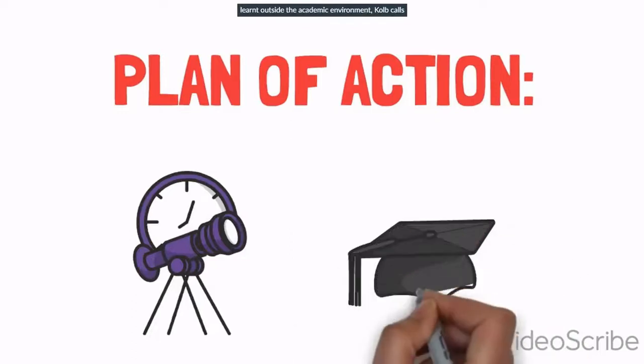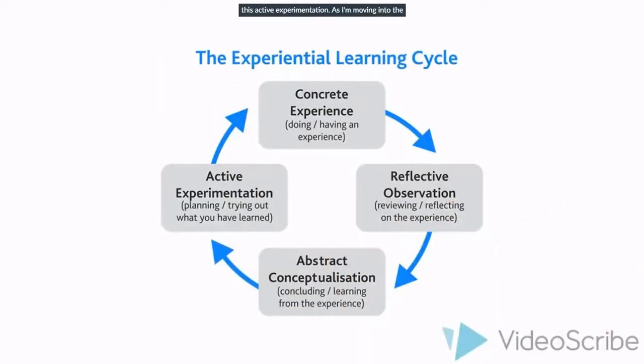Therefore, to ensure I take everything that I have learnt into the future, I've created an action plan to try out what I've learned outside the academic environment. Kolb calls this active experimentation.